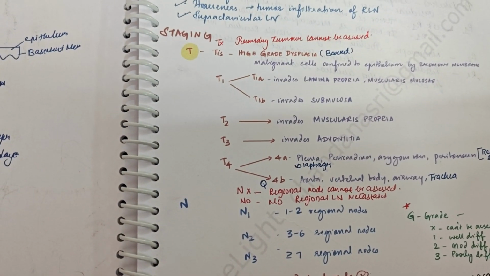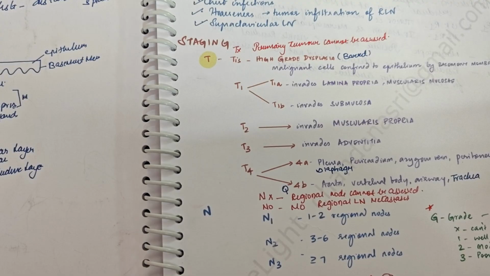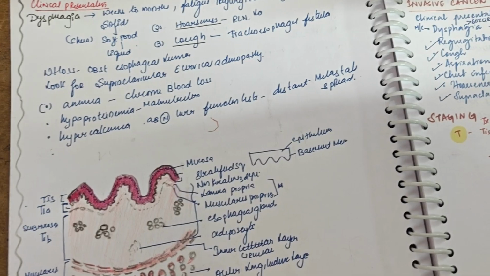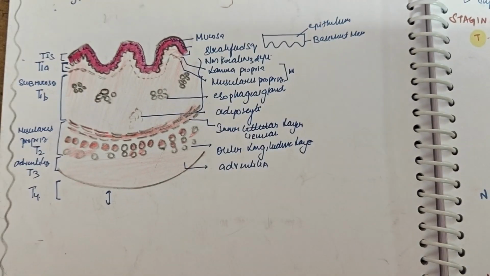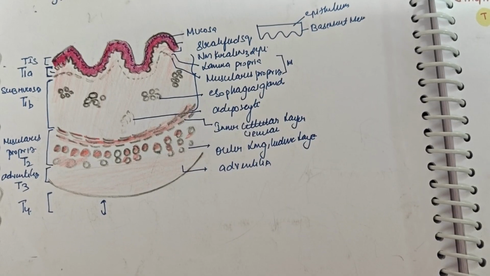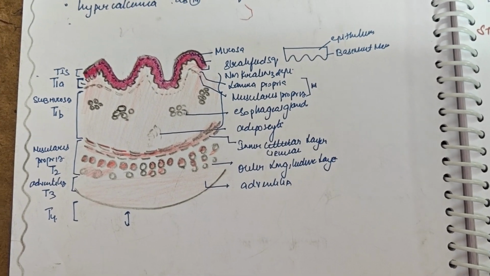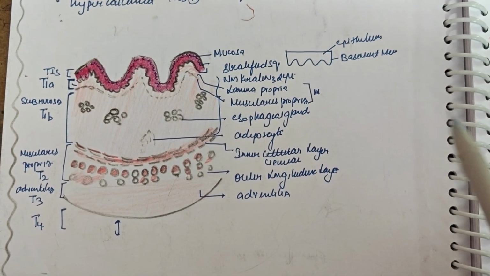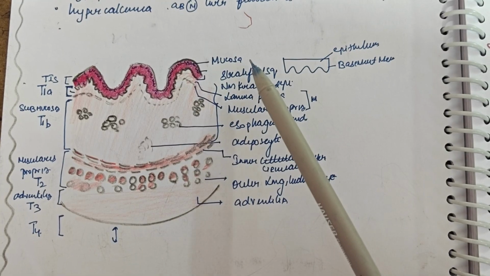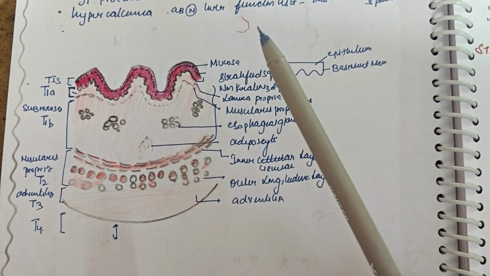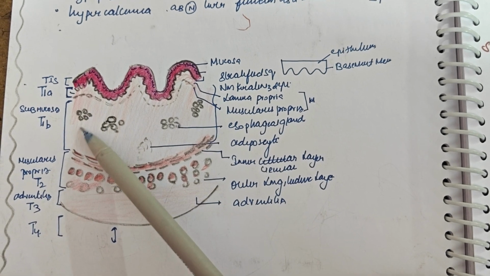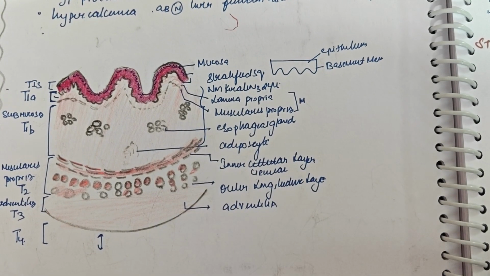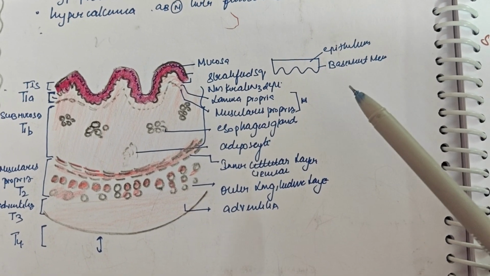Staging of the esophagus, and you have TNM staging. The first thing is a section which tells about the histology of the esophagus. So the first layer is the mucosa, then the submucosa, then the muscularis propria, then the adventitia. In the mucosa, you have the epithelium and the basement membrane.